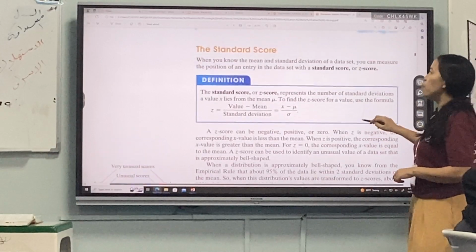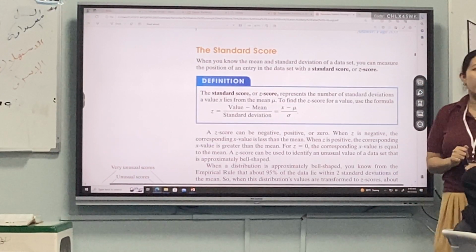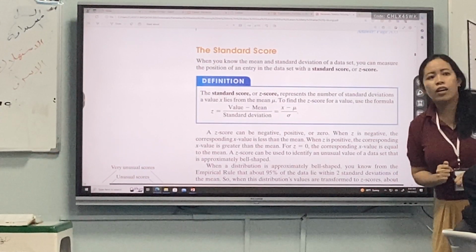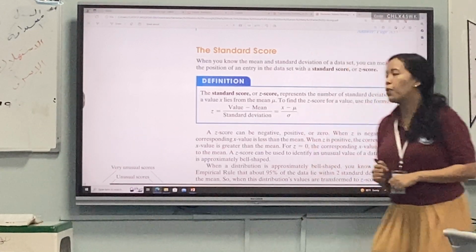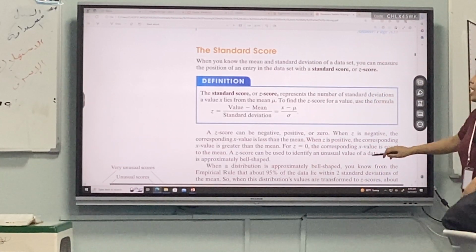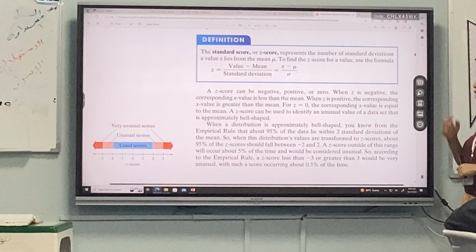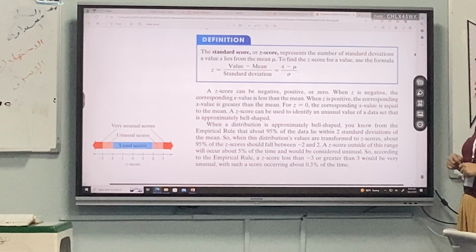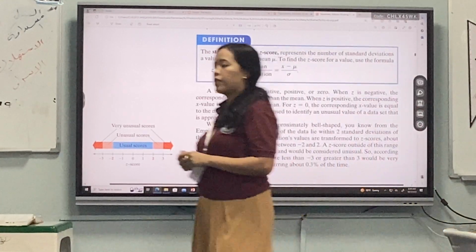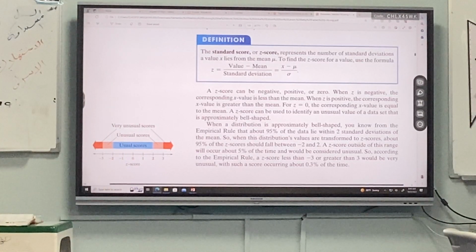Okay, the last example for today is standard score. That was in the test. Will you please read the definition for me? The standard score or z-score represents the number of standard deviations a value x lies from the mean mu.